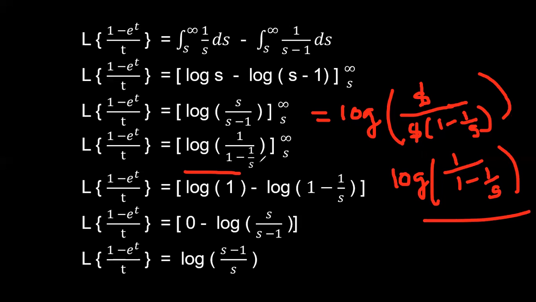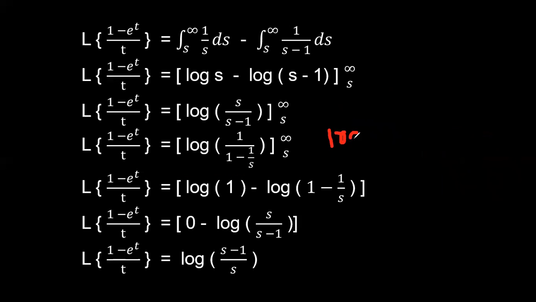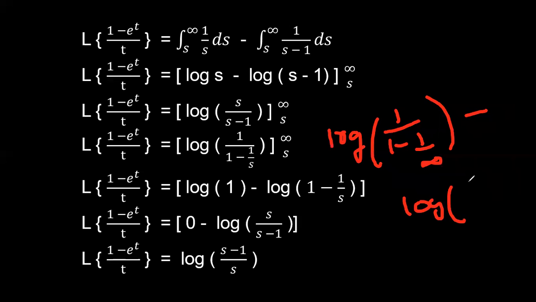Or this function, log of 1 by 1 minus 1 by s. Now we have to apply this upper limit and lower limit in this equation. So if you apply the upper limit, log of 1 by 1 minus 1 by, wherever you have the s, you have to apply this upper limit. First, you have to apply the upper limit in the place of s. Next, apply the lower limit in place of s. Again, you have to substitute the lower limit value as the s value.